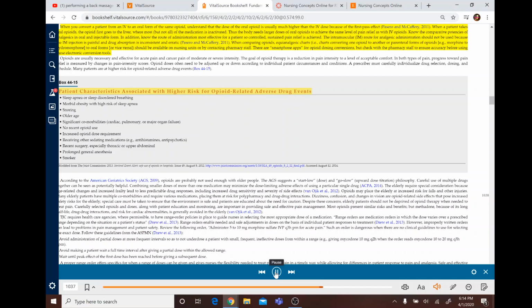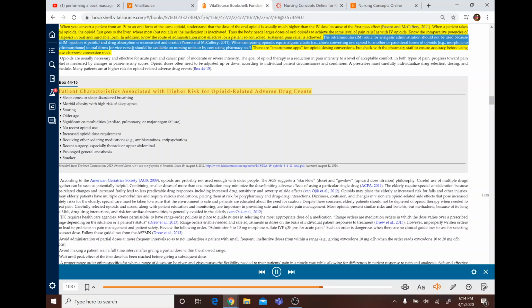In addition, know the route of administration most effective for a patient so controlled, sustained pain relief is achieved. The intramuscular, IM, route for analgesic administration should not be used because the IM injection is painful and drug absorption is inconsistent and erratic, Pasero and McCaffrey, 2011.